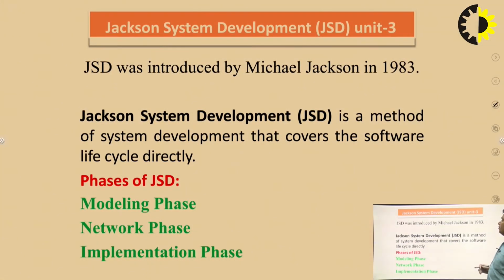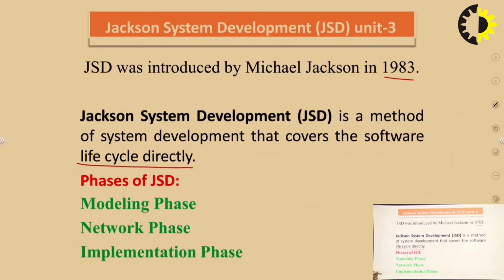Inside this unit 3, what do you mean by Jackson system development? Basically, this development mechanism was introduced by Michael Jackson in 1983. The purpose of this methodology, or approach, is that it is a method of system development that covers the software development life cycle directly.